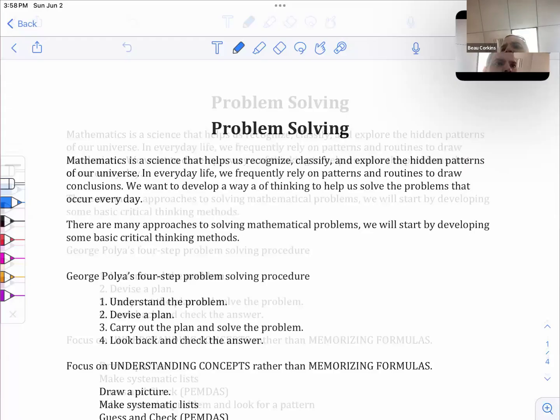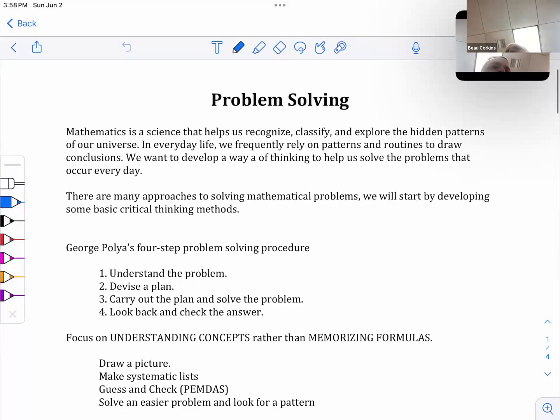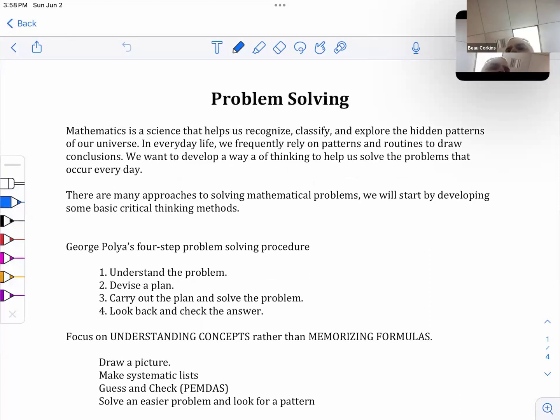All right, welcome to problem solving lecture. This is our first lecture of the semester. And so really this is about getting used to solving mathematical problems. All right, identifying patterns and recognition, understanding the problem, reading the problem carefully.